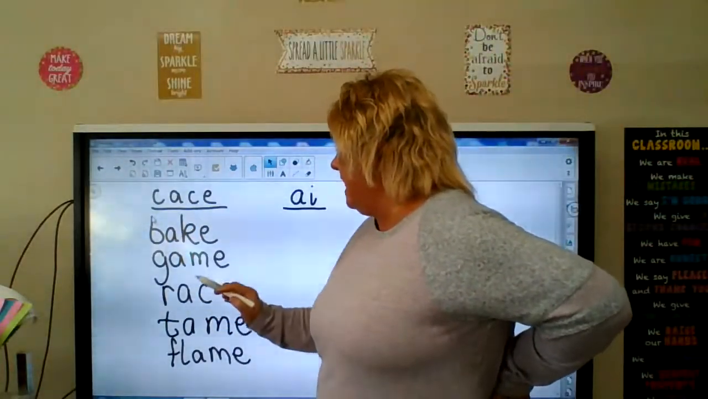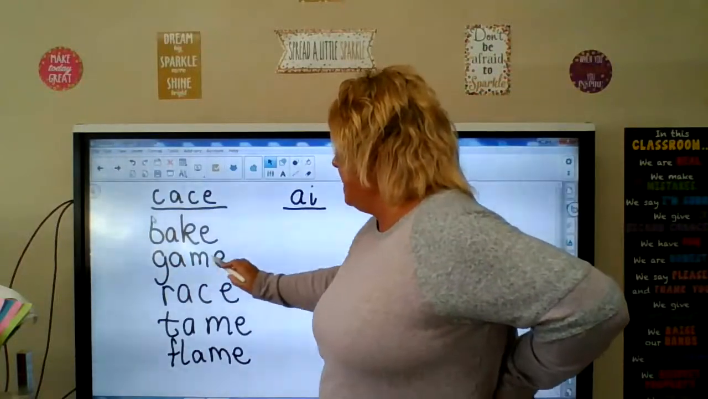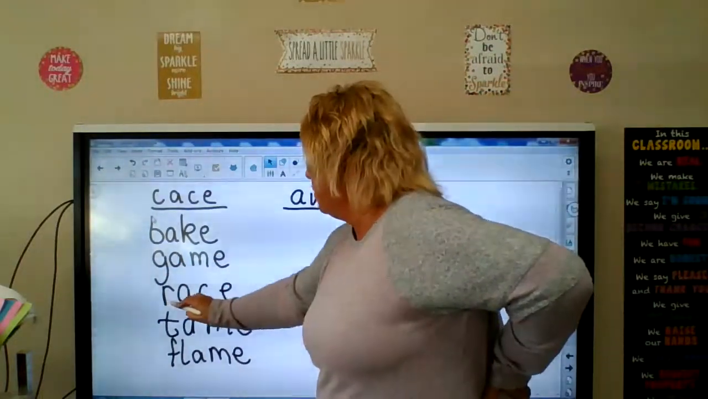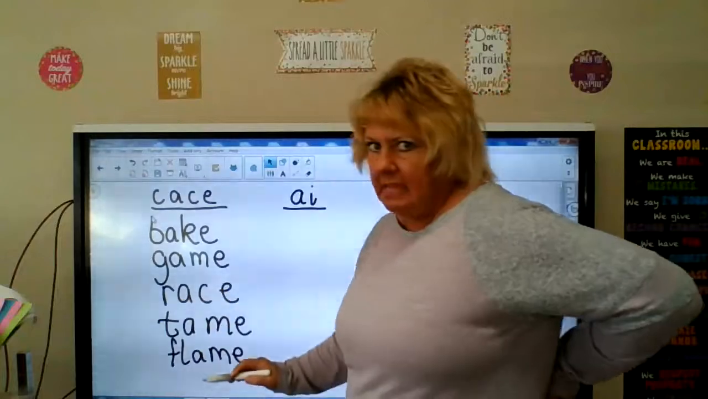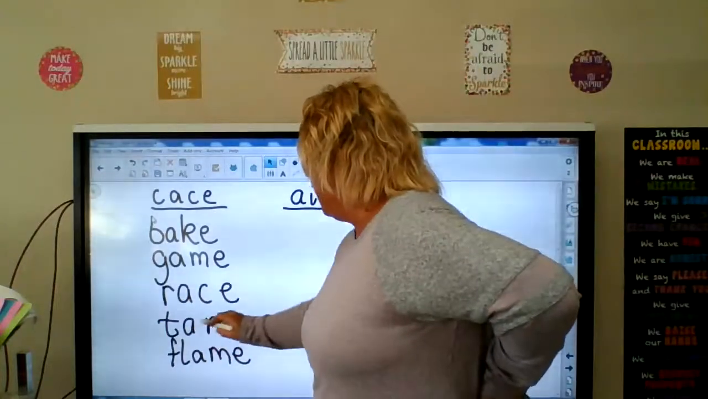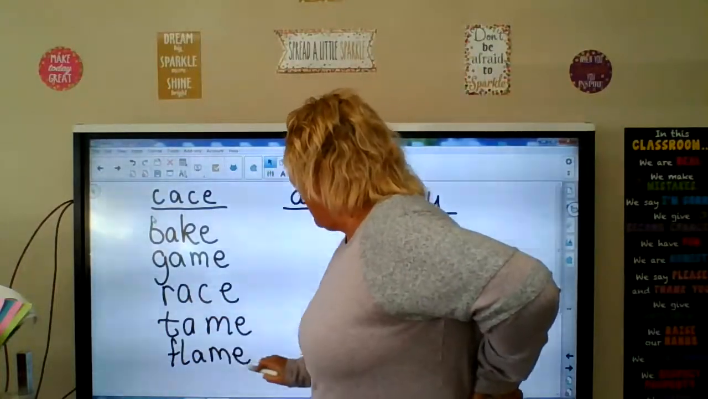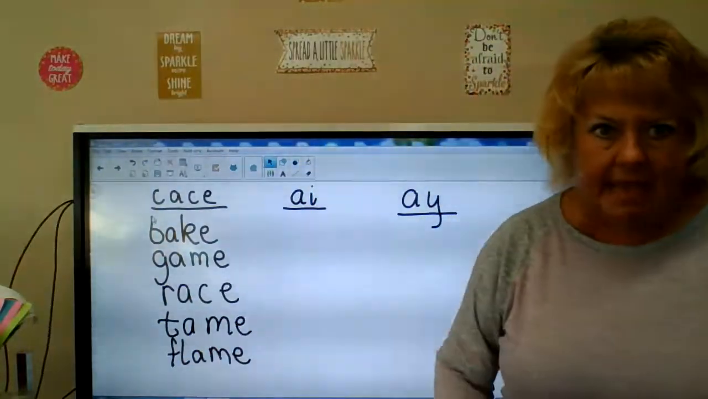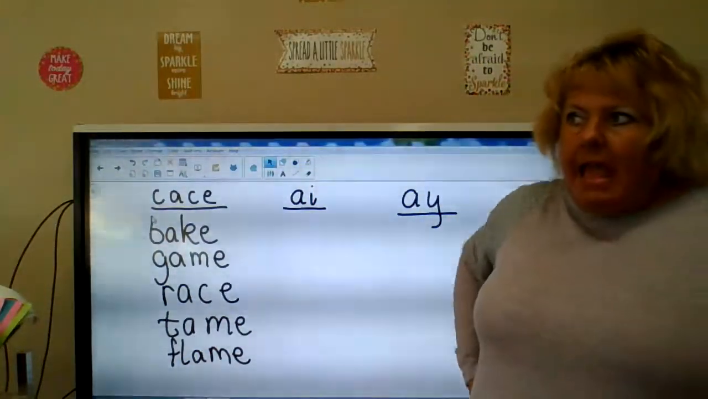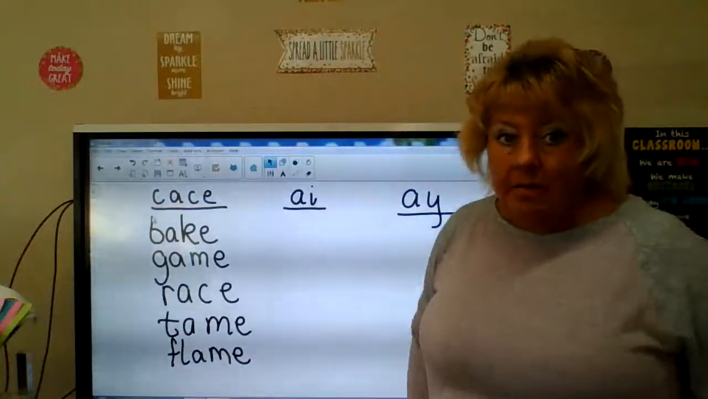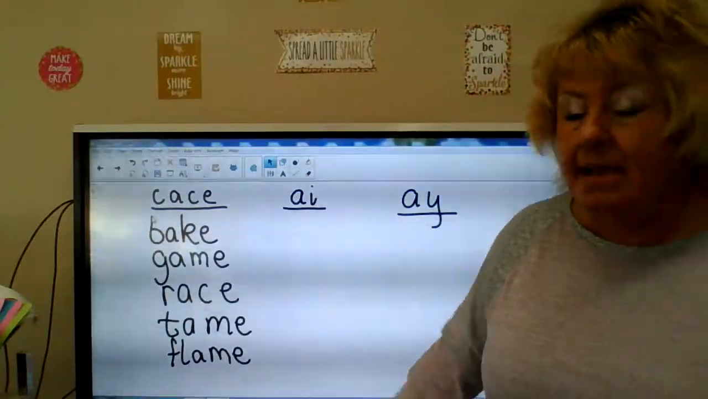Bake, the E makes the A say A. Game, the E makes the A say A. Race, the E makes the A say A. Tame, the E makes the A say A. Flame, the E makes the A say A. Okay? All right, AI can also make A.